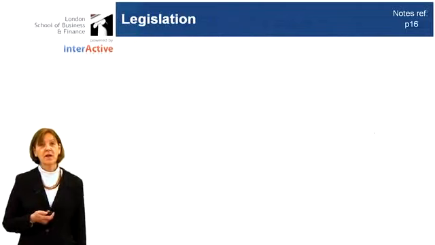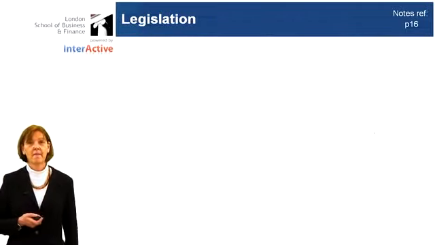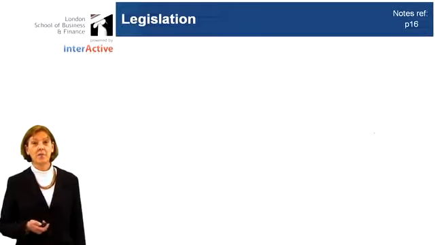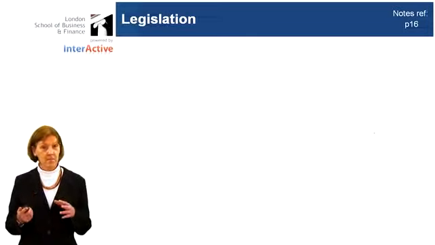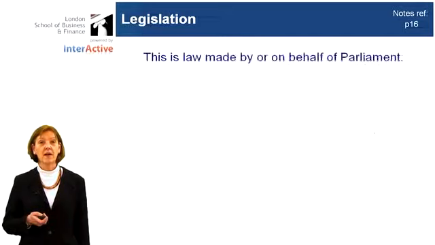So let's move on to our second type of law to develop, legislation. As we said earlier, this is to do with Parliament. And of course, if your examiner is asking you a question about legislation, you need a nice clear sentence to describe it. And we can actually say that this is law made either by or on behalf of Parliament.